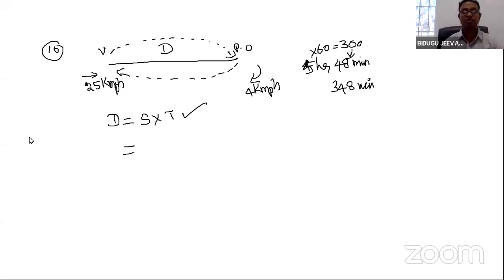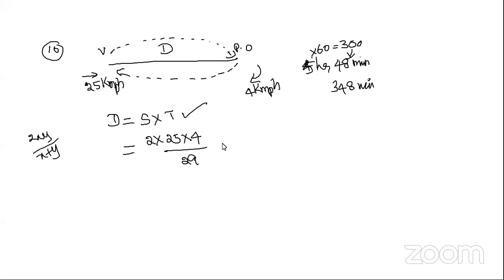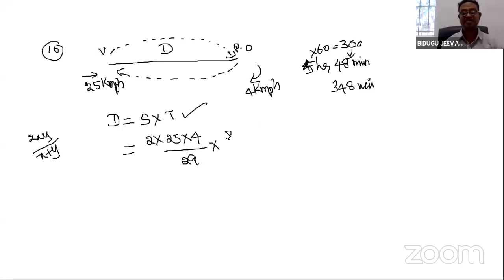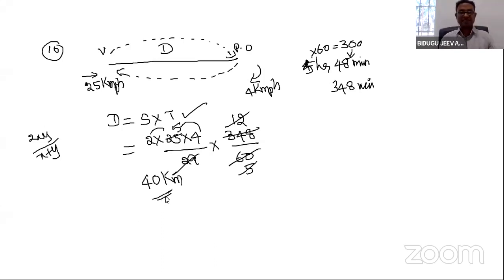What is average speed? 2xy by x plus y. So 2 into x is 25, y is 4, x plus y is 29, into time taken. This is 348 minutes, so let me convert into hours, because here everything is in terms of hours. Let me calculate: 29 ones are 29, 29 twos are 58, and so on. The answer is 40 kilometers. Extraordinary question. Is it clear, all of you? 40 kilometers per hour.